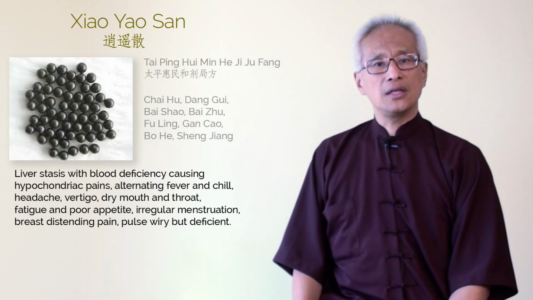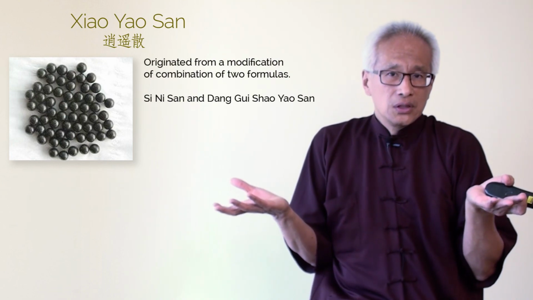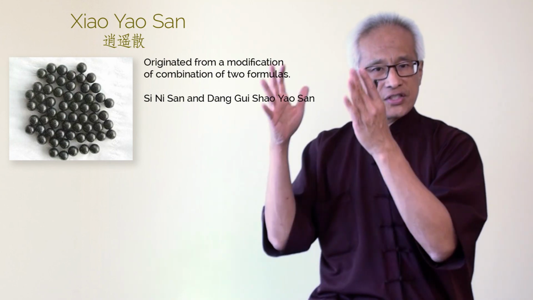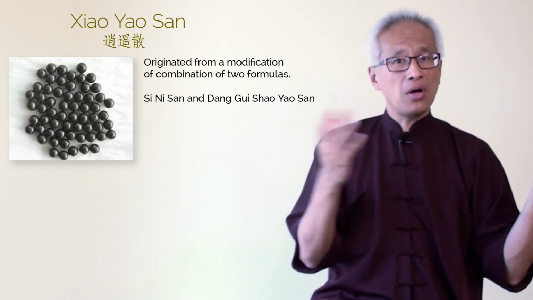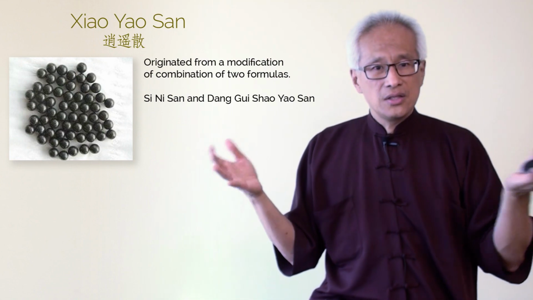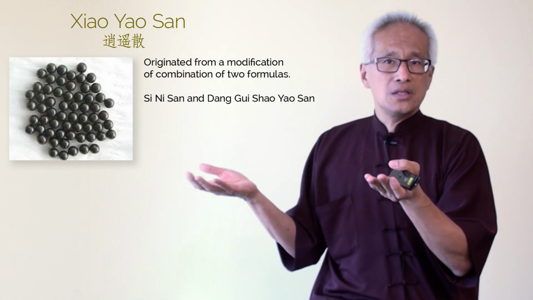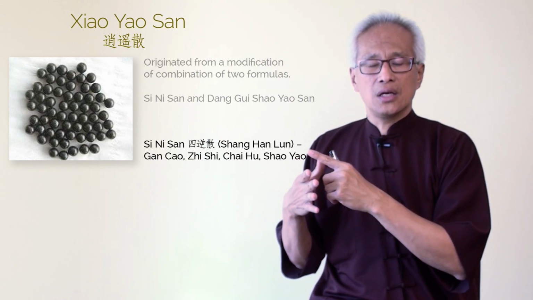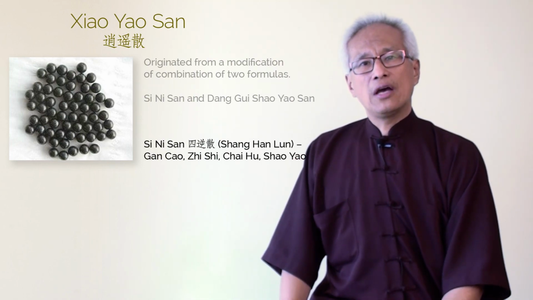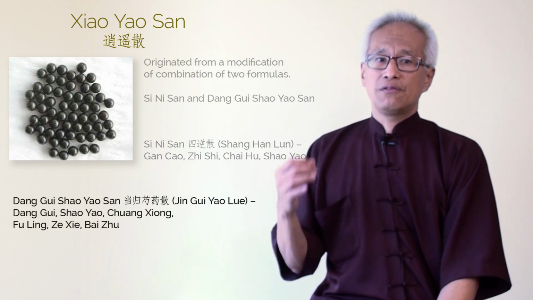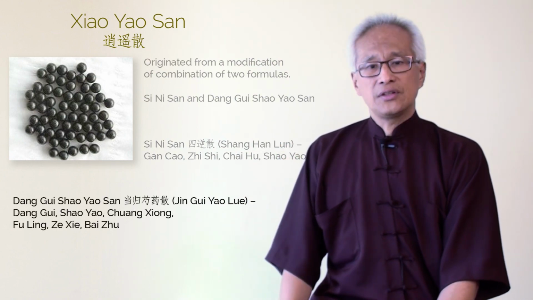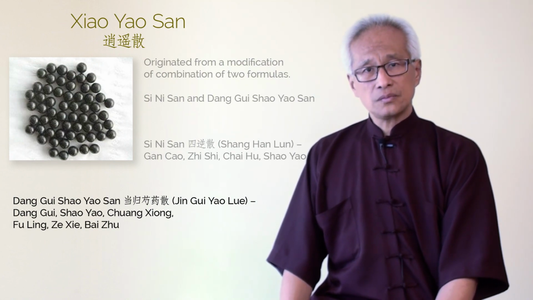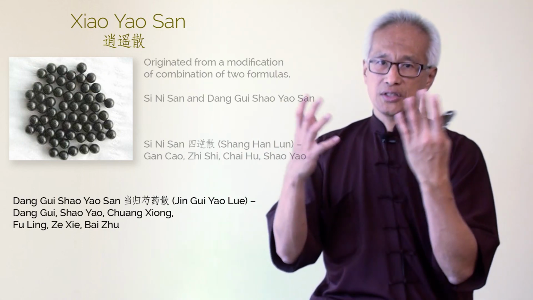So that is 逍遥散. If you look carefully, it really originates from the modification and combination of two formulas, 四逆散 and 当归芍药散. Both are from classics. 四逆散 is from Shanghan Zabing Lun, made of 甘草、枳实、柴胡、芍药. And then you have 当归芍药散, which comes from 金匮要略: 当归、芍药、川芎、茯苓、泽泻, as well as 白术. Combination of these creates 逍遥散.